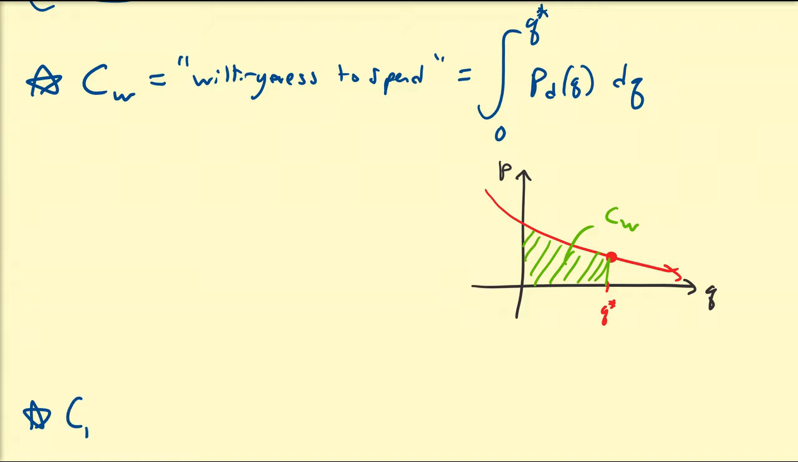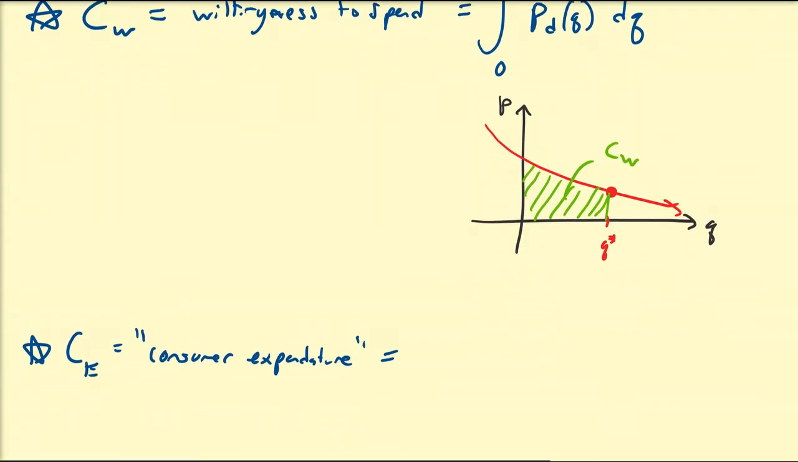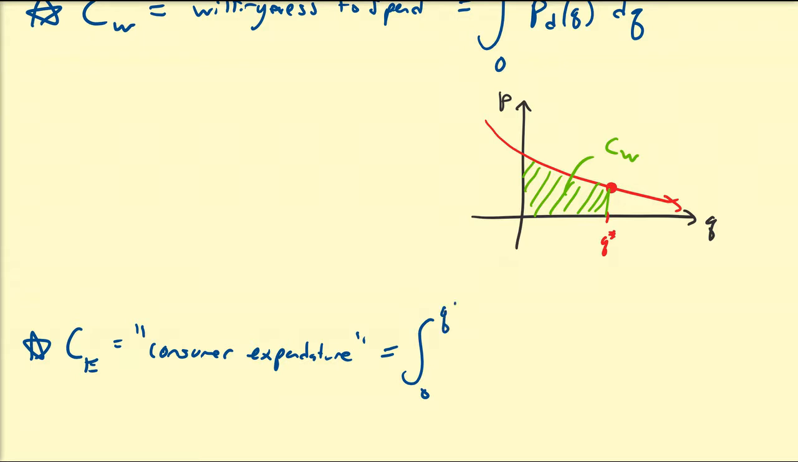So let us now define CE. CE is the consumer expenditure, which is defined to be equal to the integral from 0 to Q star of P star dQ.